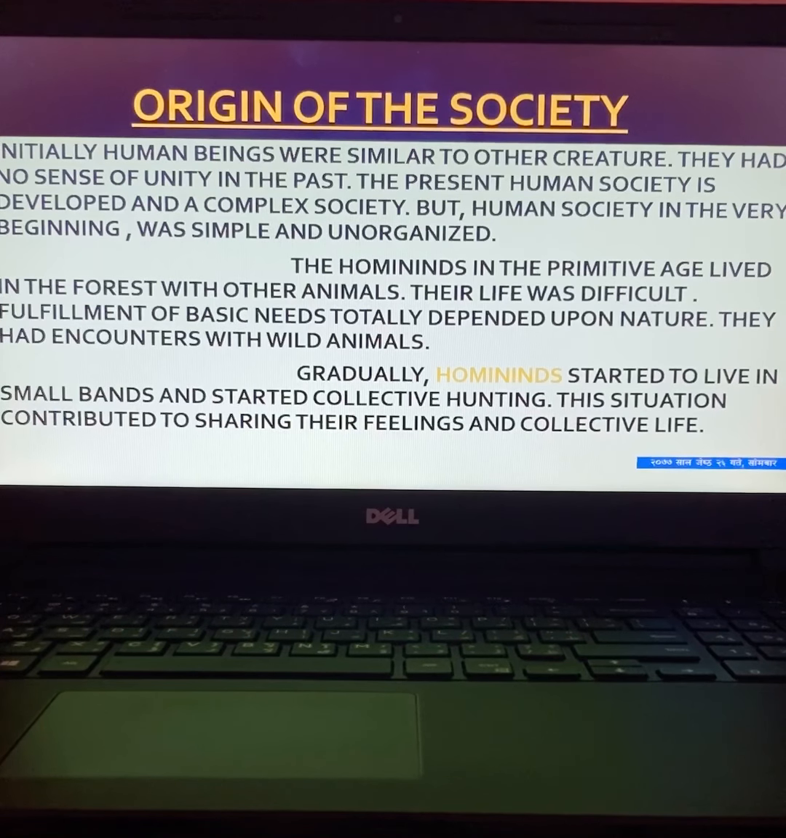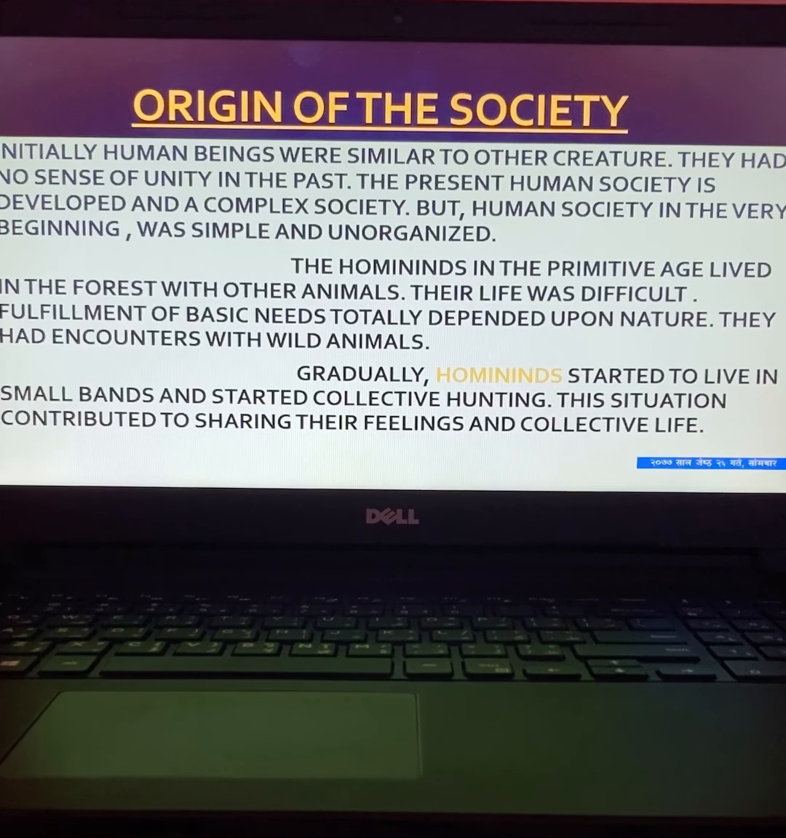Initially, human beings were similar to other creatures. They had no sense of unity in the past. The present human society is developed and complex. But human society in the very beginning was simple and unorganized. The hominins in the primitive age lived in the forest with other animals. Their life was difficult. Fulfillment of basic needs was totally dependent upon nature, and they had encounters with wild animals.